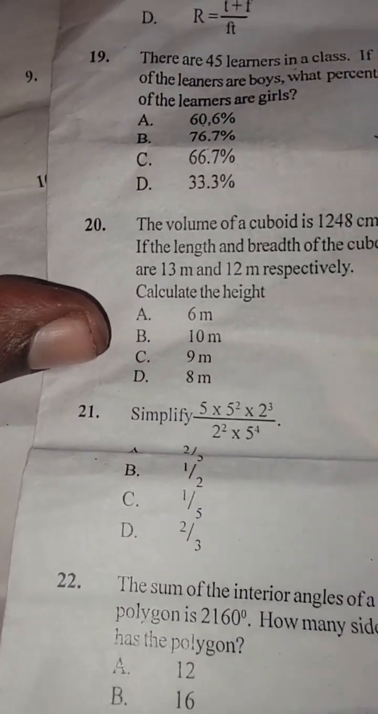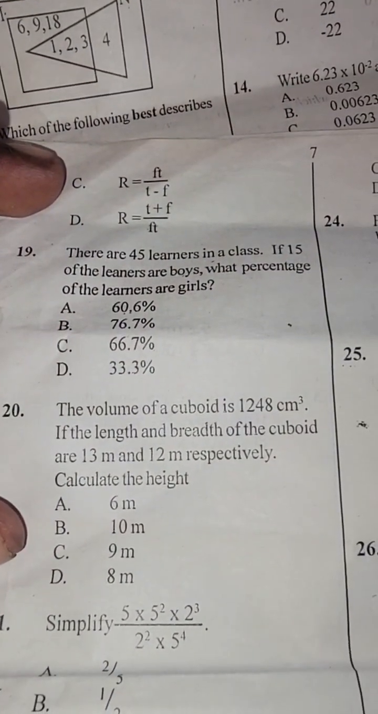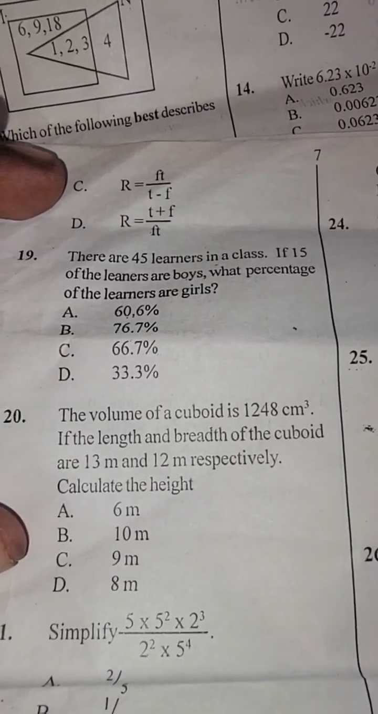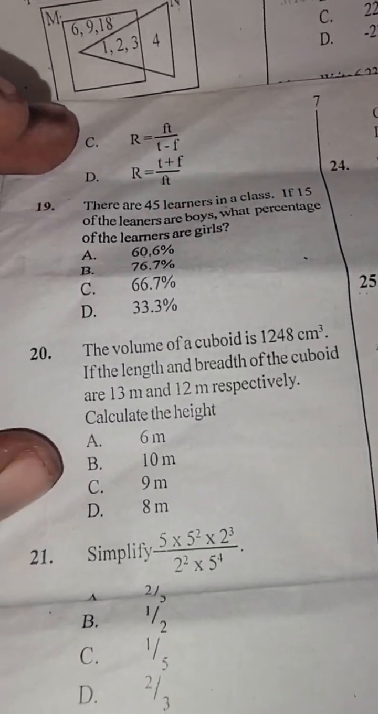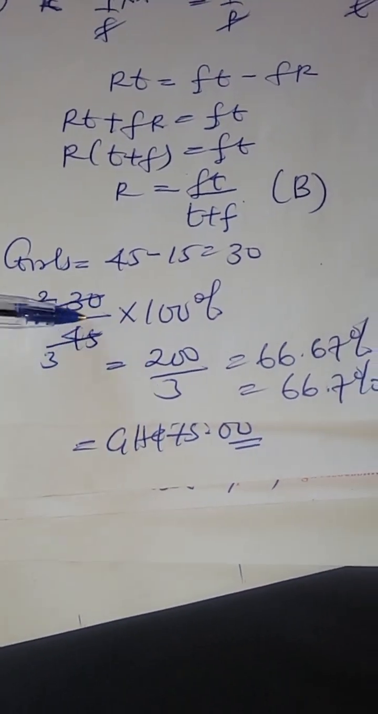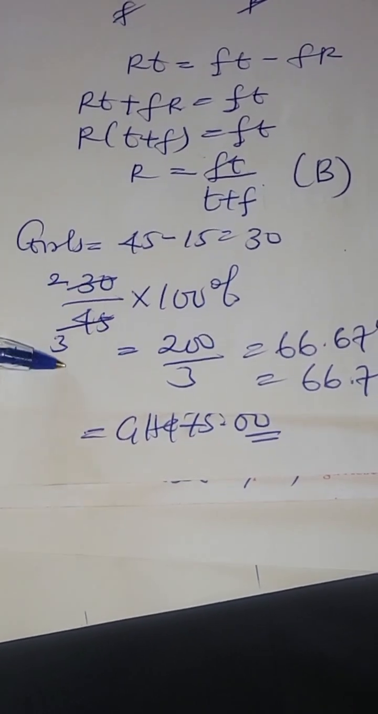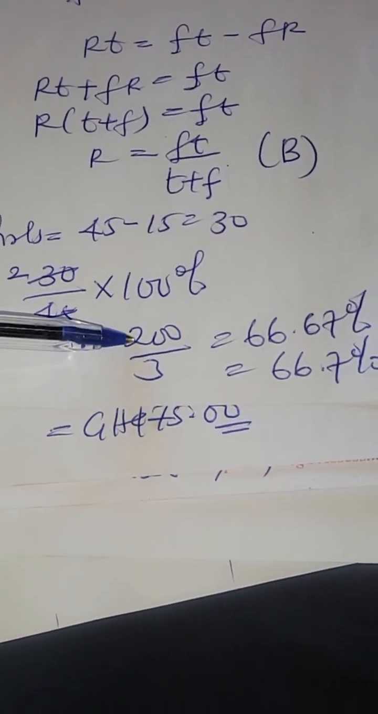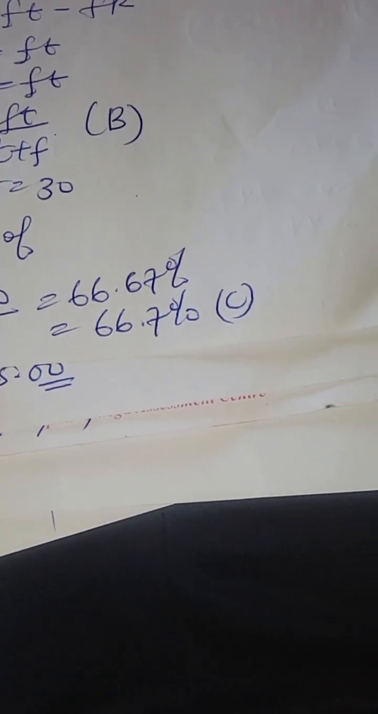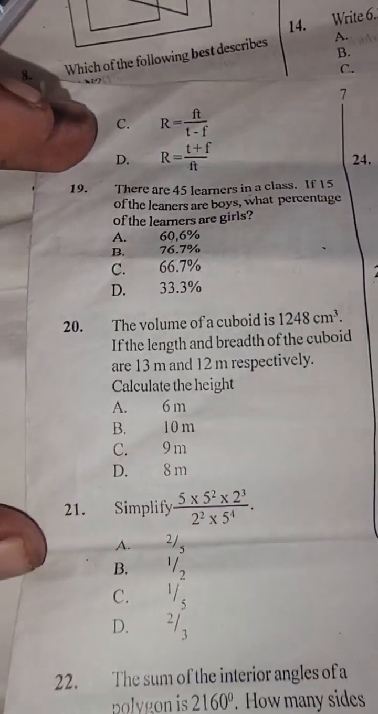Number 19. There are 45 learners in a class. 15 of them are boys. What percent of learners are girls? So how many are girls? 45 minus 15, that's 30. Divide that by the total times 100%. 15 here 2, 15 here 3. So that's 200 out of 3, 66.66666. That will be 0.67. But it's 1 decimal here, so 0.7.